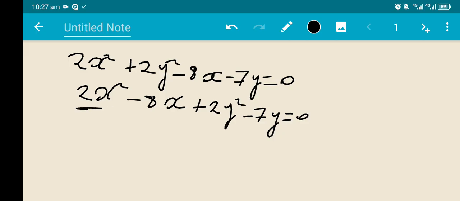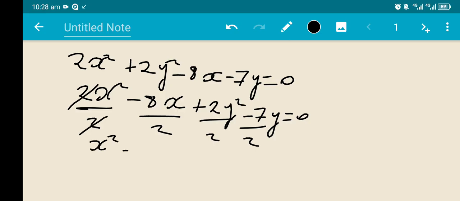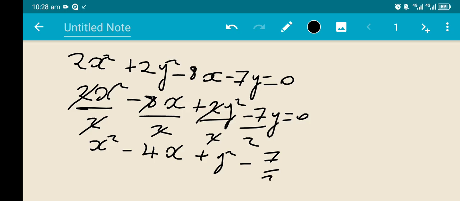Then you say divided by 2, divided by 2, divided by 2, divided by 2. We cancel this out, we cancel this out. So this here is x squared minus 4x, since 2 into 8 is 4. Then 2 into 2 is 1, so that's y squared minus 7 over 2 y. Let's leave that as it is, should be equal to 0.